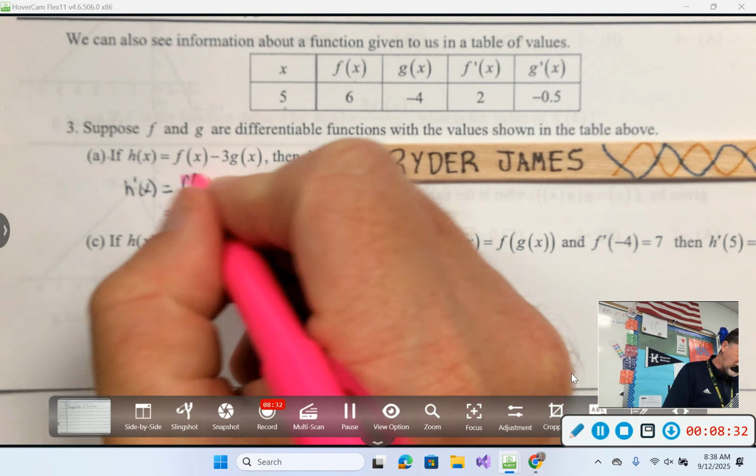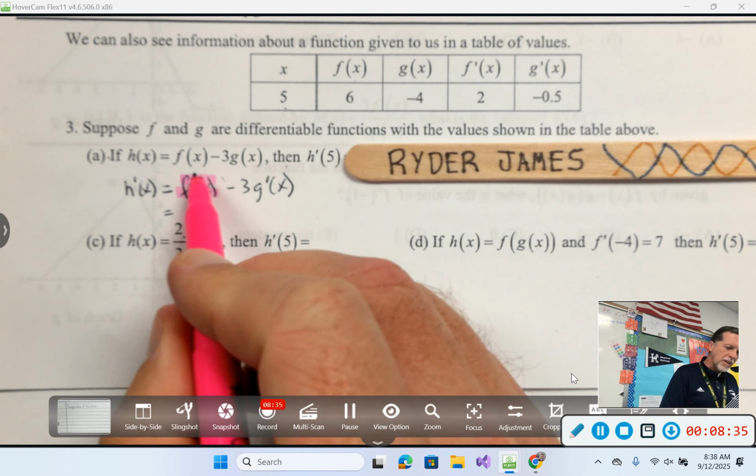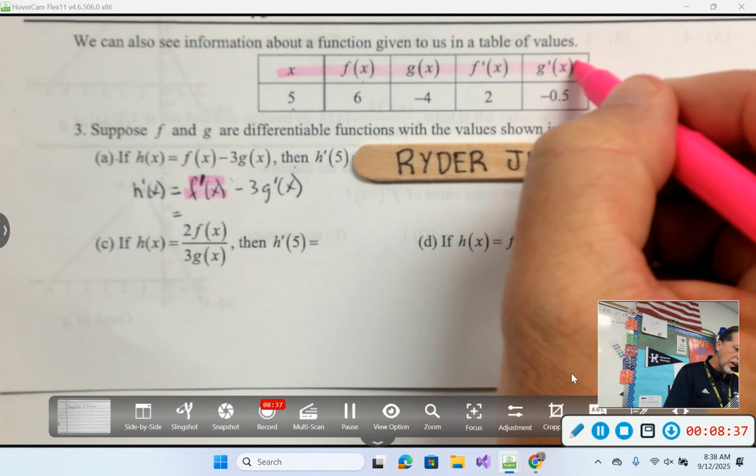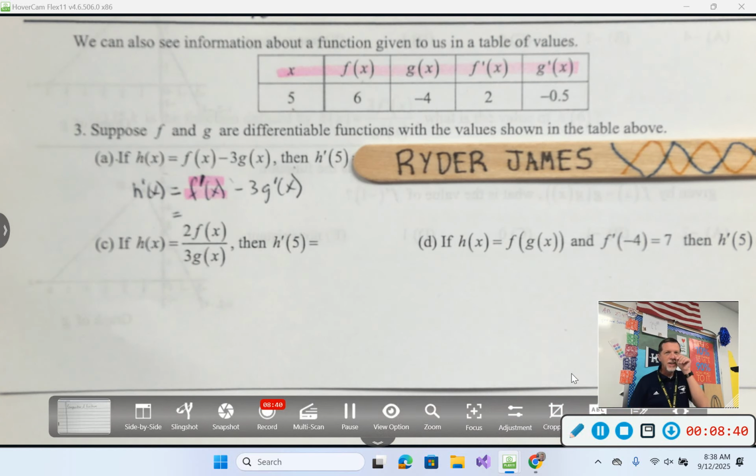So this is what I'm trying to find. I want to find f prime. So I'm looking up here. So what's f prime equal to? 2.